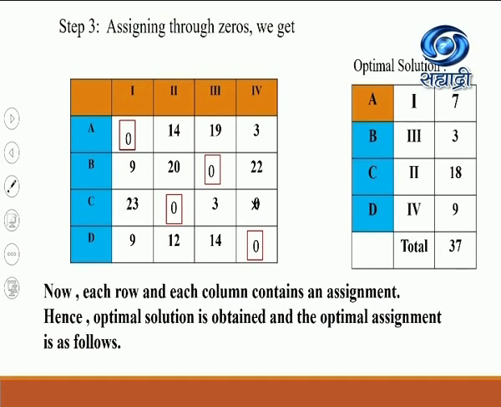So you can see over here that A is going for 1, B is going for 3, C is going for 2 and D is going for 4. After you write this, then you will go back to the original matrix. So the numbers are 7, 3, 18 and 9. Adding it, we get the total cost as 37. So this is the way the work can be done efficiently. Let us see the next example.